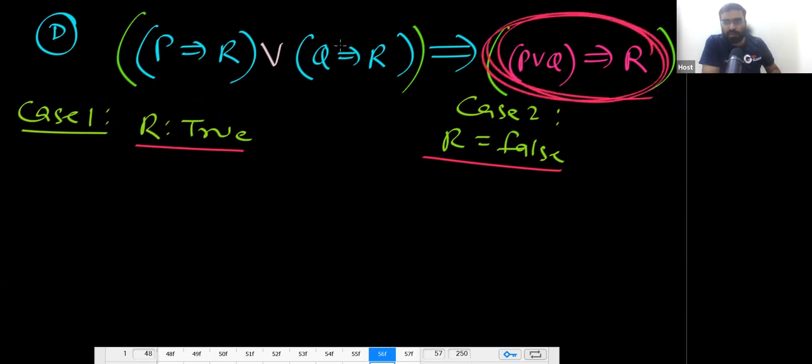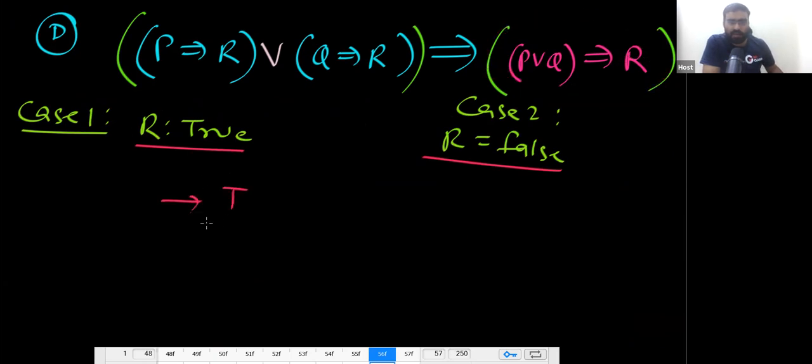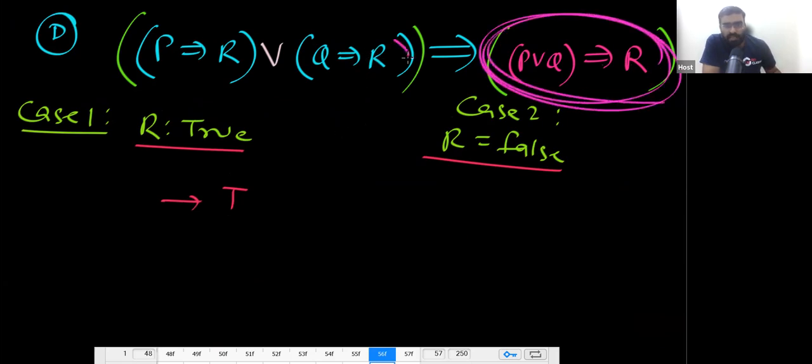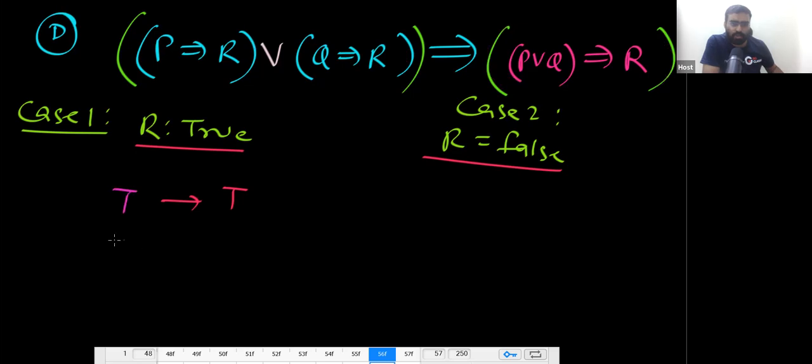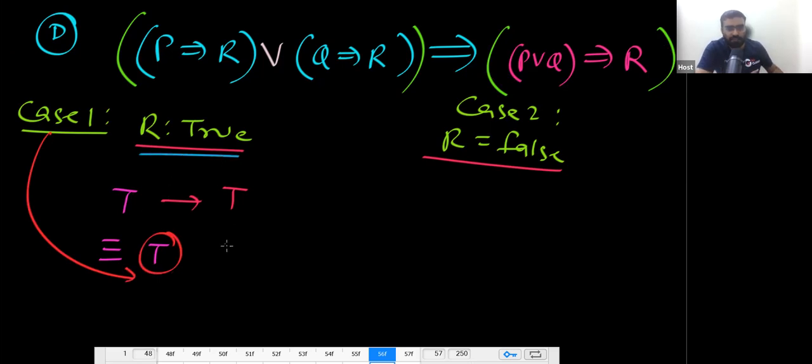When R is true, everything is very simple. When R is true, then this will be true, and this will be true. So you can easily see that true implies true, which is true. So in case one, you are getting true. When R is true, definitely option D will be true.